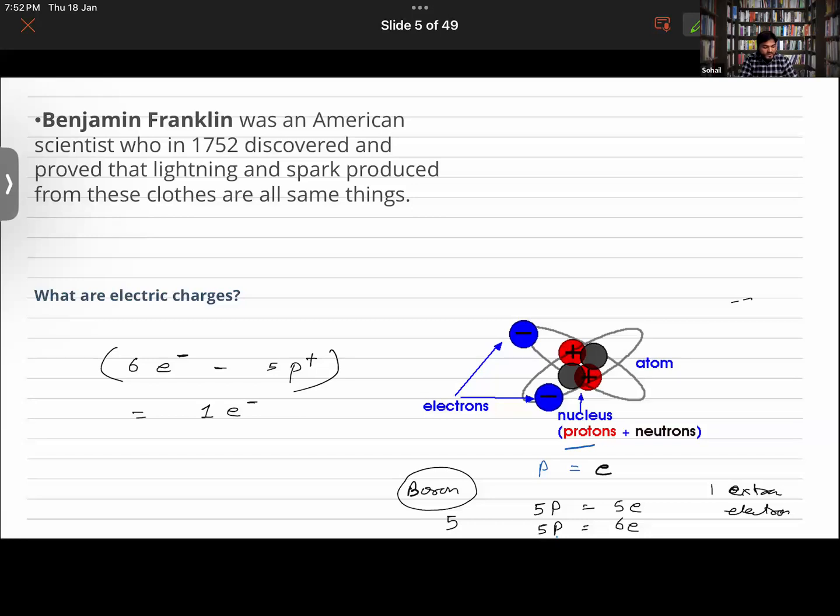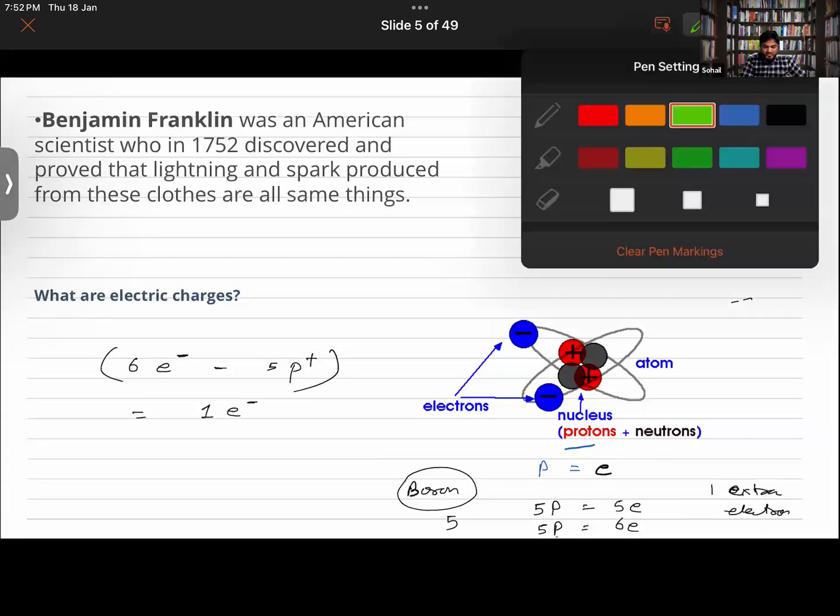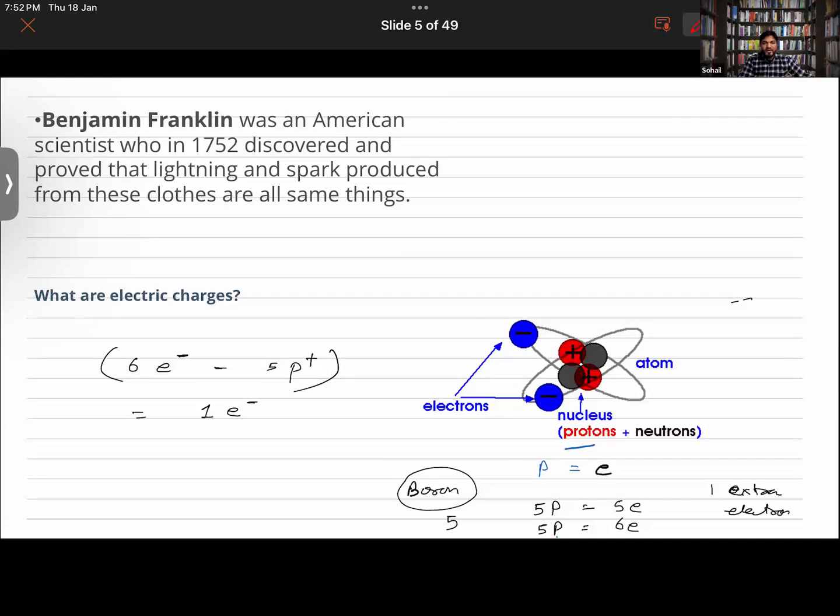It is in the center, so its number does not change. It is fixed. Getting it, guys, or not? Yes, sir. So the thing is that due to some external disturbances, the number of electrons will increase or it might decrease also. For example, if it were to decrease, then if it had 5 protons, it will now have only 4 electrons, as 1 electron is lost.